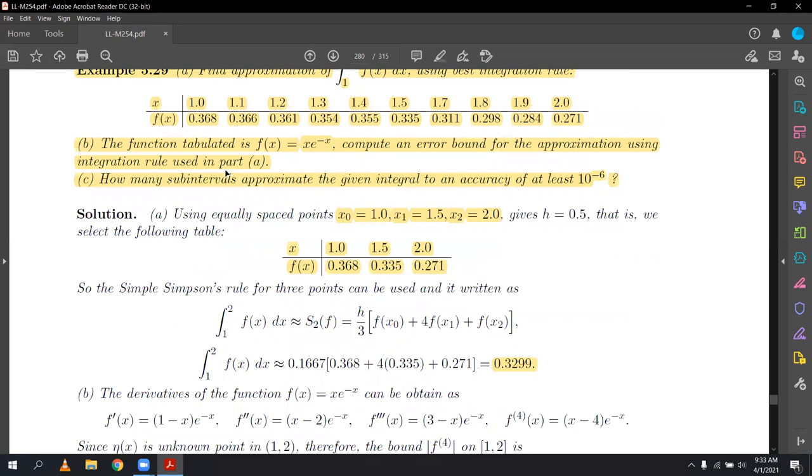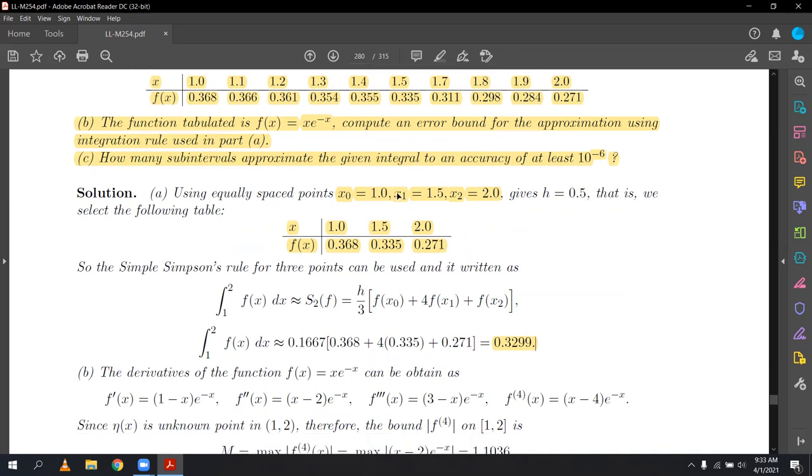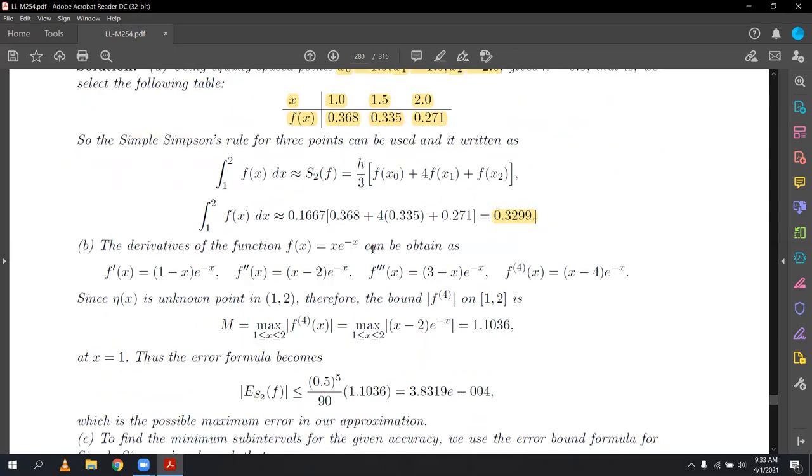Then in the second part, he says the function for this table is this one. Compute the error bound. For the error bound, you need the fourth derivative of the function. You have to be very careful here. The first derivative is this one of the given function, second is this, third is this, and the fourth one. Here you should be very good, but it is not a difficult function to differentiate.